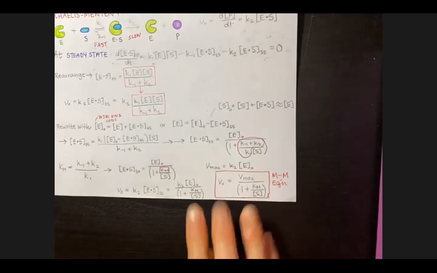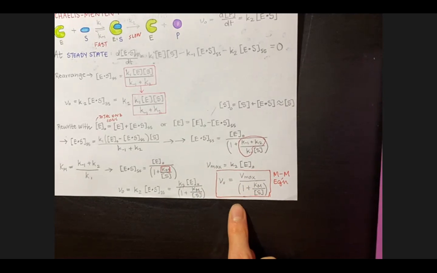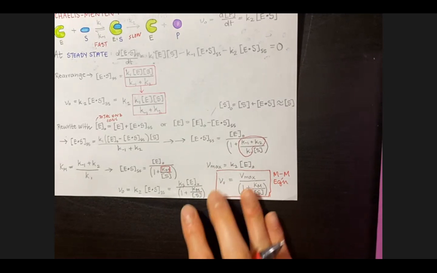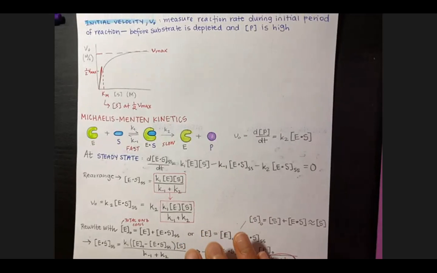And it makes sense with the definition of Km that we found earlier, because if you have the substrate concentration equal to Km, then you're going to get a 2 in the denominator. And so that's going to be 1/2 Vmax. Any questions on any of that? Okay.